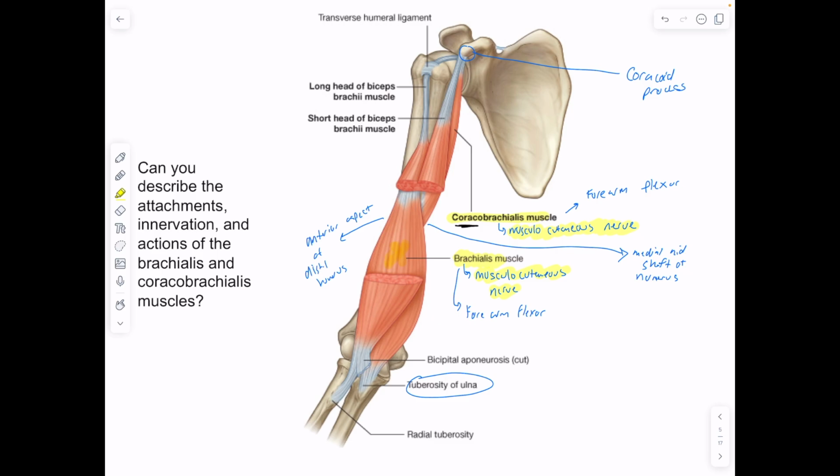Brachialis is a forearm flexor. Nice. Coracobrachialis, also a flexor. And the insertions are along the distal humerus for the brachioradialis. You can see it's along the shaft here. Coracobrachialis, the insertion is here on the coracoid process. You can see it's slightly inferior to the short head of the biceps insertion. And then the brachialis muscle is inserting along the tuberosity of the ulna, and the coracobrachialis is inserting on the medial mid-shaft of the humerus. Okay.